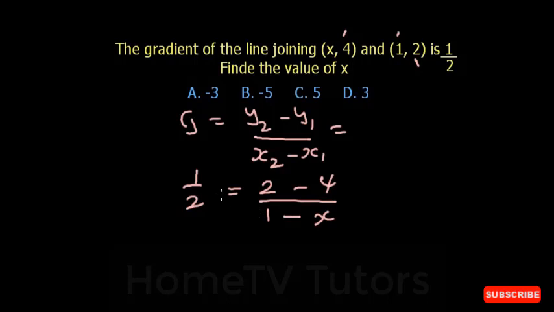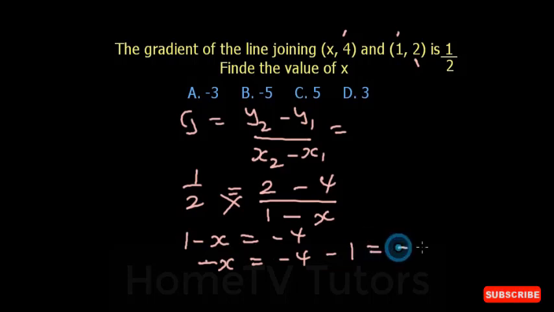We cross multiply. At the time we cross multiply, we have 1 minus x on the left hand side, then 2 to multiply this. 2 minus 4 is minus 2, so 2 times minus 2 will give us minus 4. By the time we move the 1 to this side, we have minus x equals minus 4 minus 1. The plus sign will change to minus, so we are left with minus 5. Then the minus cancels minus, and we have x equals 5, and that corresponds with answer option C.